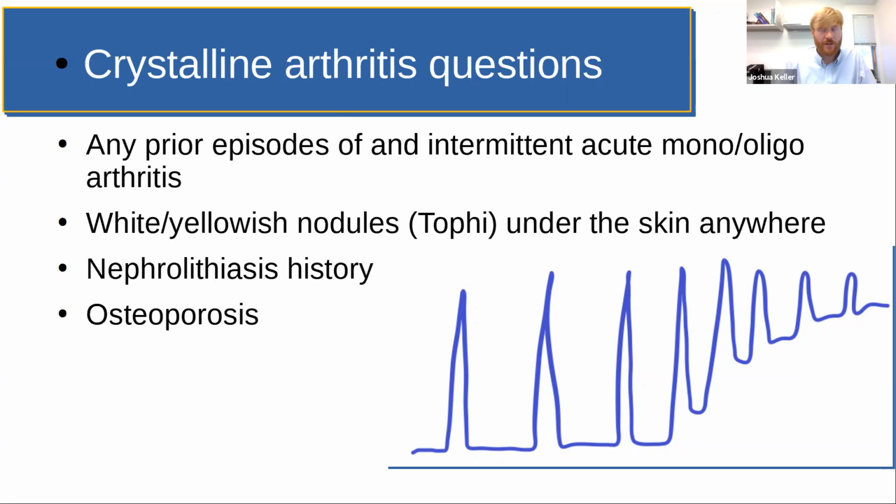And then osteoporosis. That's more about thinking of pseudogout. There is a subset of people with osteoporosis who have hyperparathyroidism. It's not always diagnosed. So you want to ask about osteoporosis or hyperparathyroidism, because that is a potential predisposing factor for pseudogout as well, the hyperparathyroidism part of it.